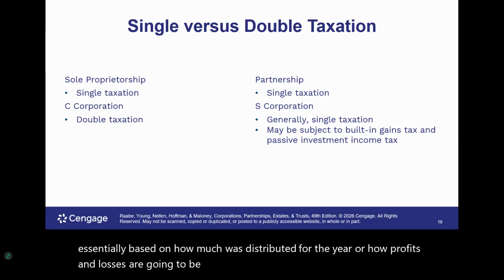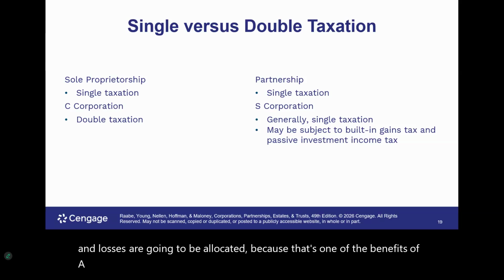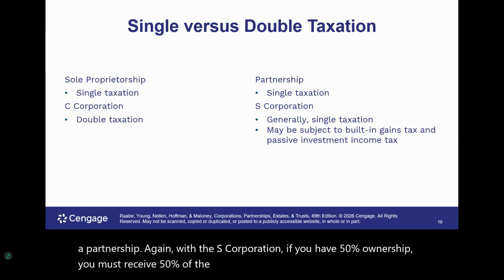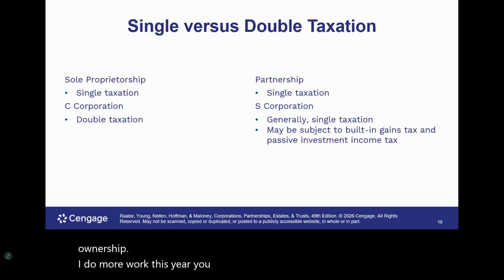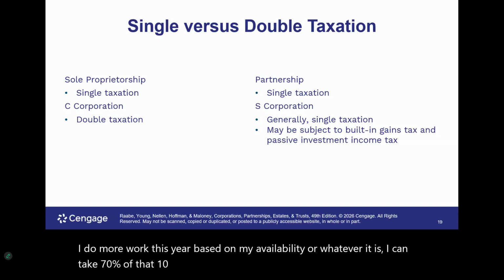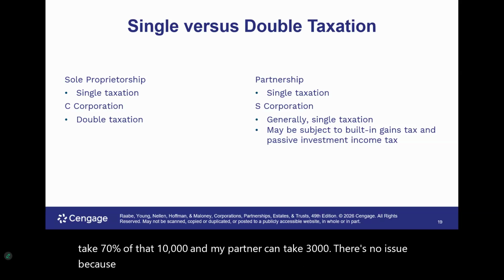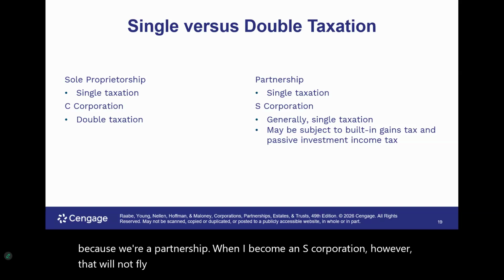Because that's one of the benefits of a partnership. Again, with the S corporation, if you have 50% ownership, you must receive 50% of the distributions. However, with a partnership, using the example that I mentioned earlier, even though we have 50-50 ownership, if I do more work this year, based on my availability or whatever it is, I can take 7,000 of that 10,000 and my partner can take 3,000. There's no issue because we're a partnership. When I become an S corporation, however, that will not fly. So again, some of these nuances need to be considered.